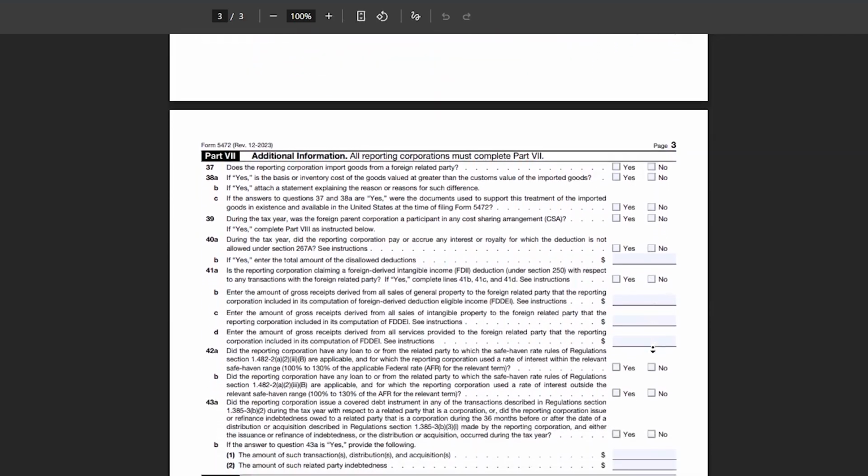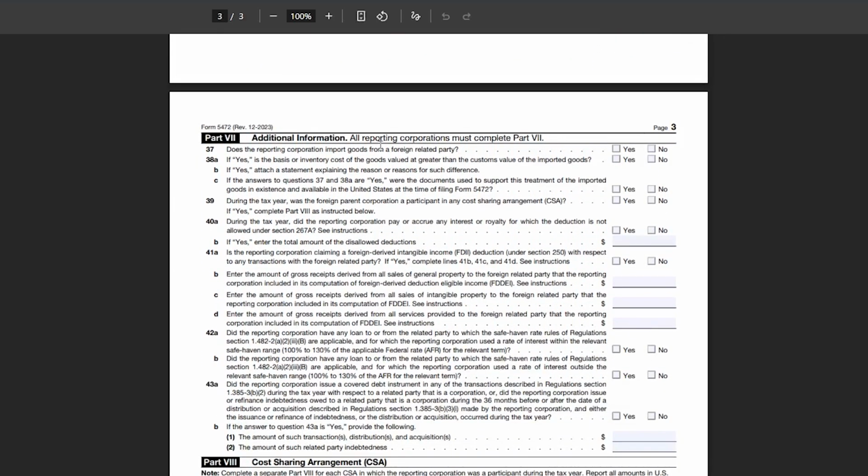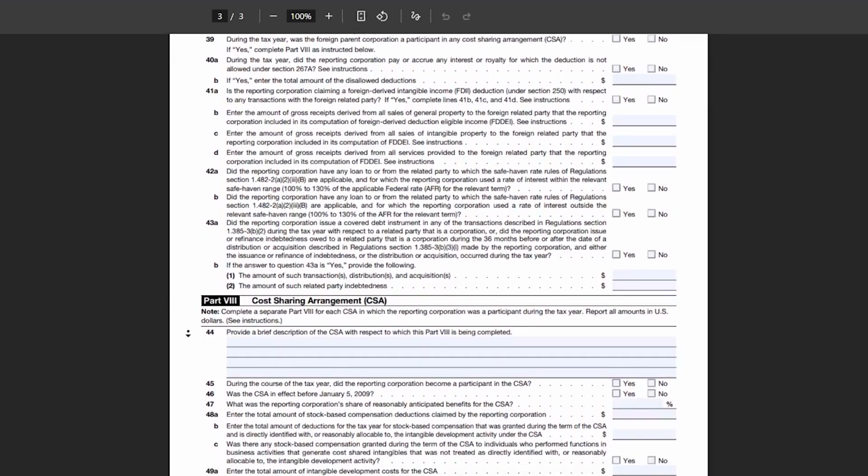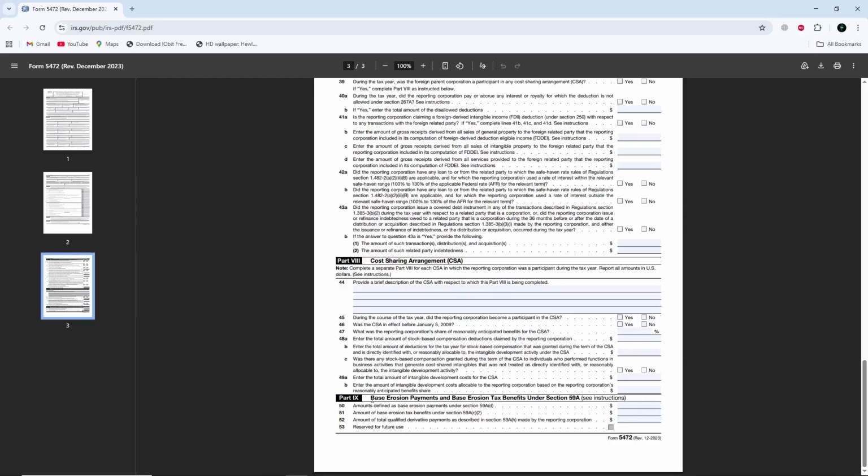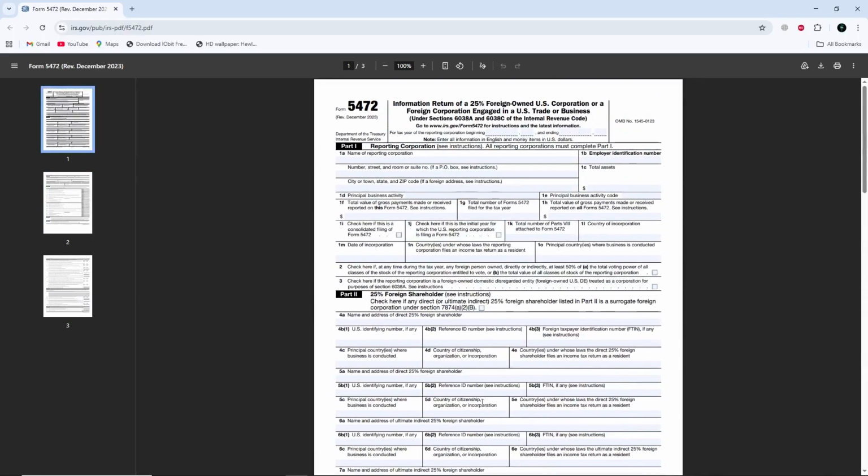Part 7 asks additional yes or no questions about imports, cost sharing, interest deductions, and certain debt rules. Part 8 is only for cost-sharing arrangements, completed only if your company participates in one. Part 9 reports base erosion payments under Section 59A if applicable. Review carefully before filing with your pro forma Form 1120.